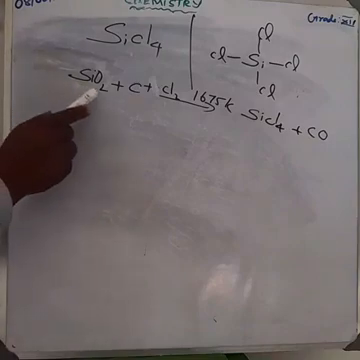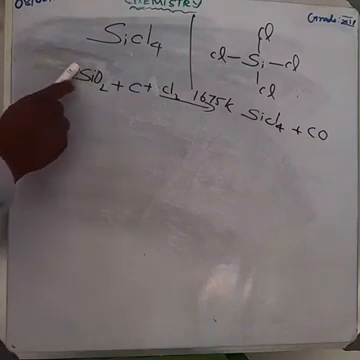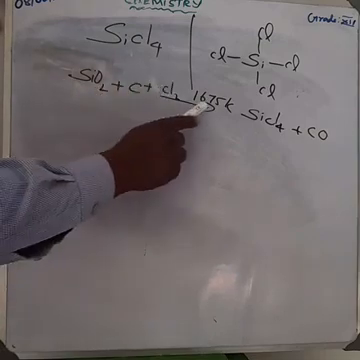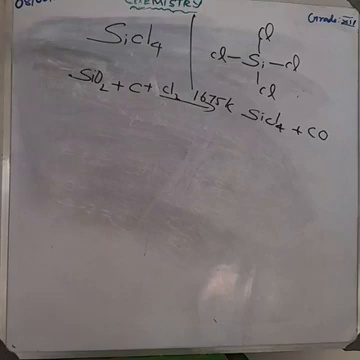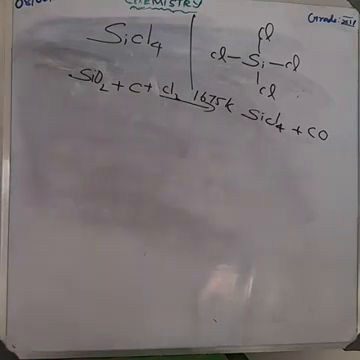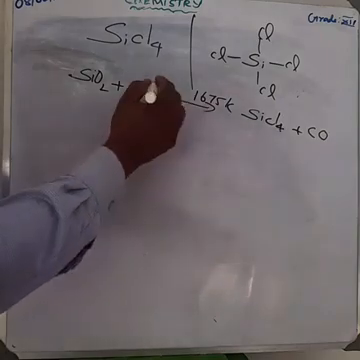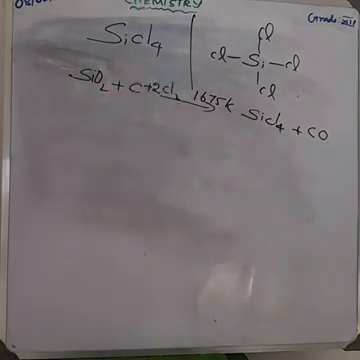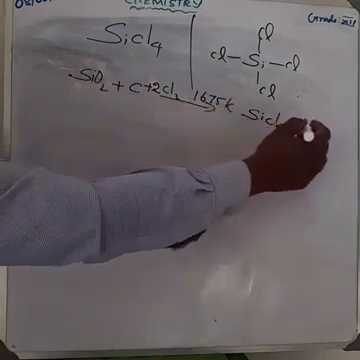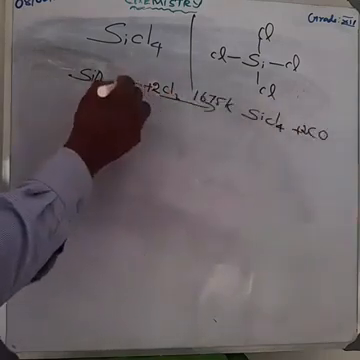Silicon dioxide reacts with carbon in the presence of chlorine at 1673 Kelvin, giving silicon tetrachloride and carbon monoxide. We have to balance the reaction. How much chlorine is there? On the product side there are 4 chlorine, so make it 2 Cl2. Like that, chlorine is balanced. What about the oxygen? Here there are 2 oxygen, so on the product side also make it 2 oxygen, so 2 carbon monoxide. Now the equation is balanced.